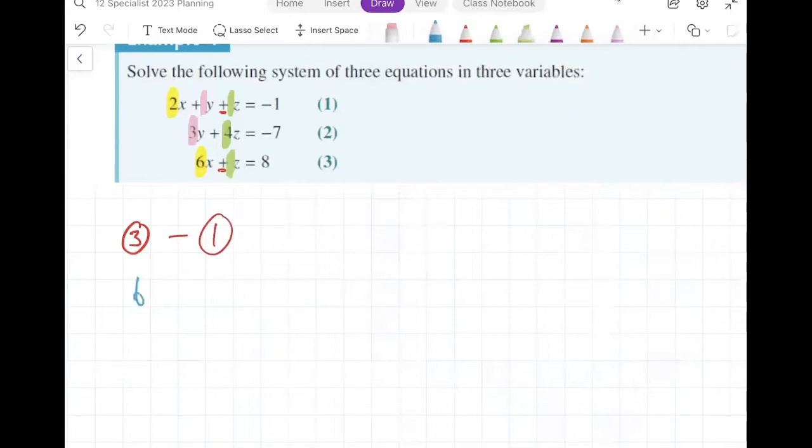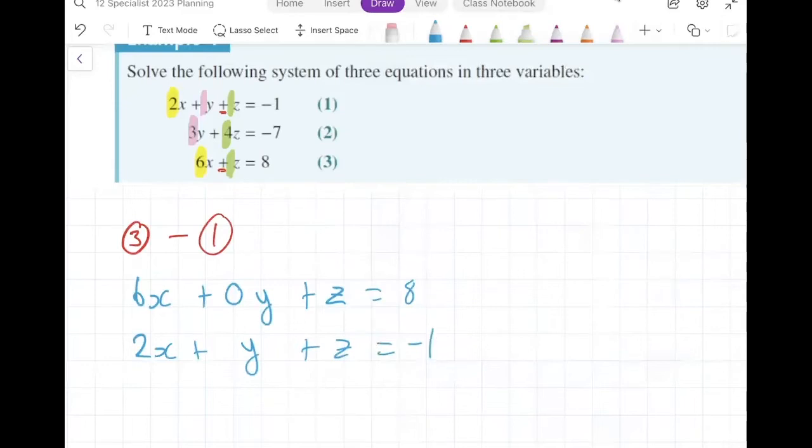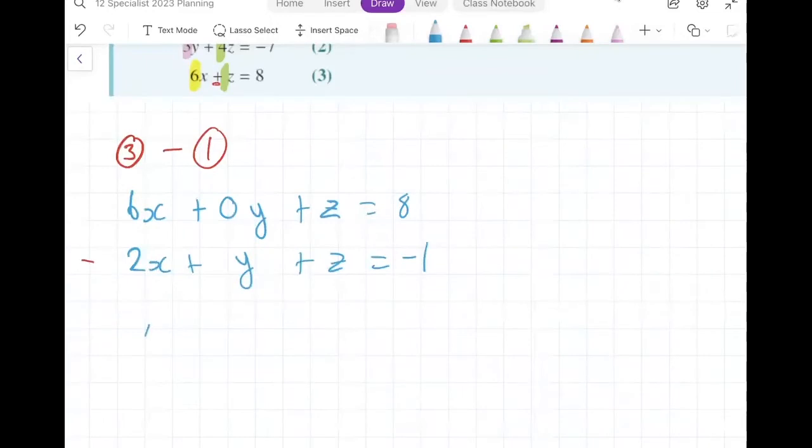Now I'm going to write these equations out above each other, and where I have no y, I'm just going to put plus 0 lots of y to make it consistent. That's going to be 2x plus y plus z is equal to minus 1. Now, I'm going to be subtracting these equations. 6 minus 2 is going to give me 4 lots of x. This is simply going to give me negative y, and my z's are going to become plus 0, and 8 minus minus 1 is going to equal 9.